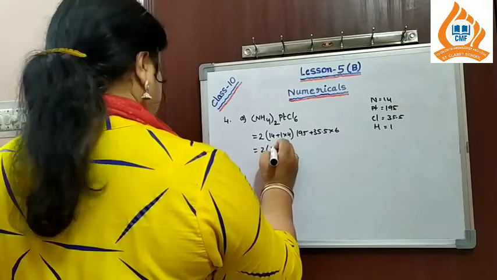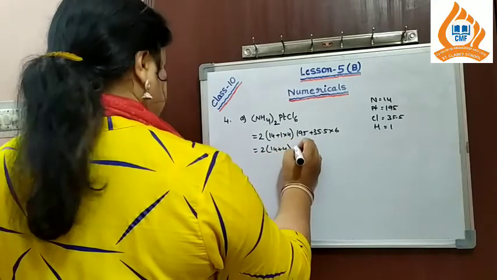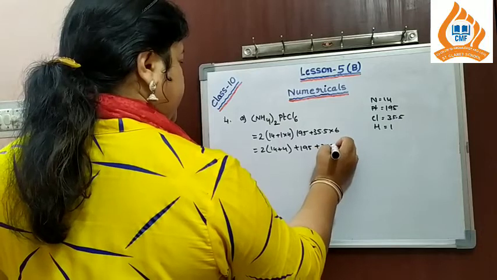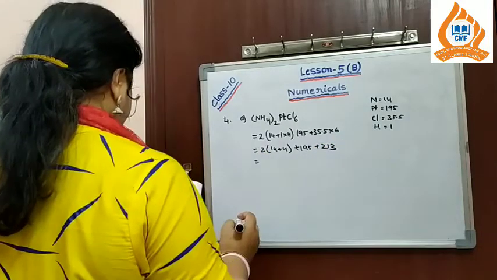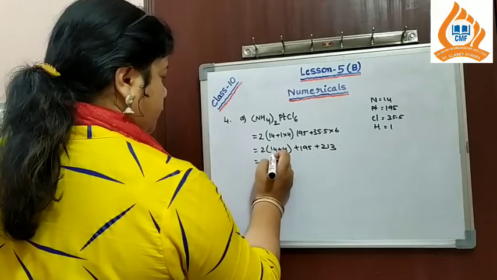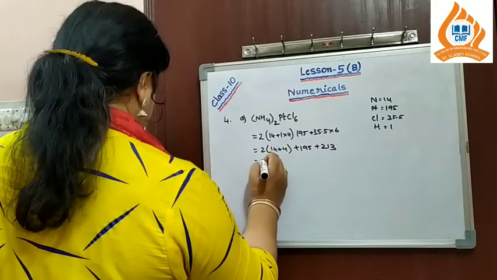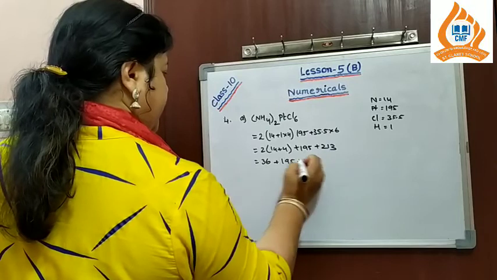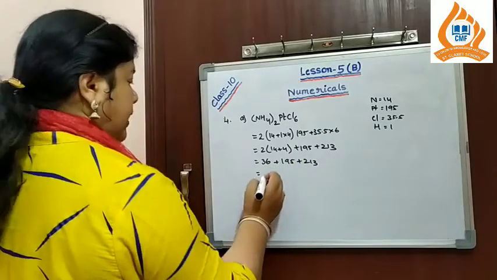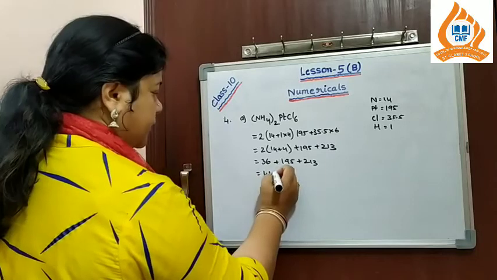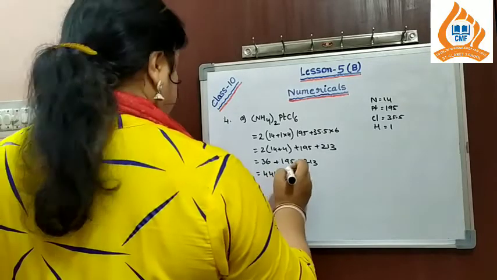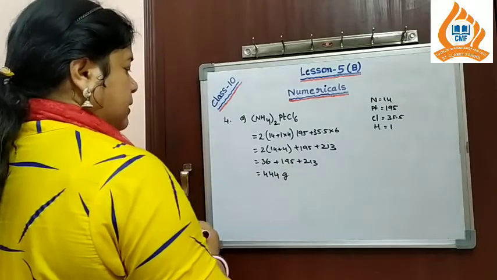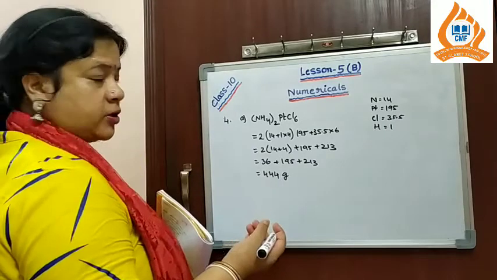2 into (14 plus 4) plus 195 plus this one, which comes out as 213. Then 14 plus 4 is 18, 18 into 2 is 36, plus 195 plus 213. So the total comes out as 444 grams. Whenever molecular weight is expressed in grams, we can also write it in grams.